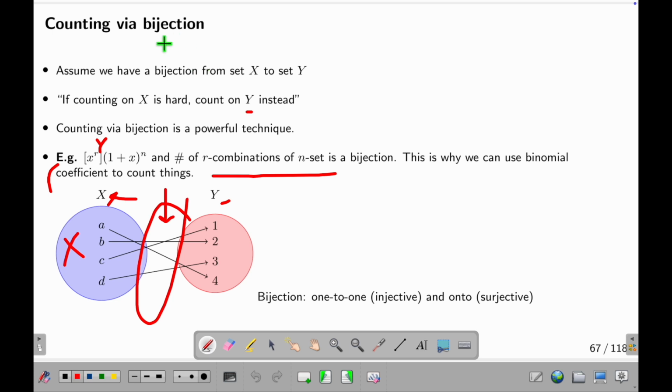So to use counting by bijection, you have your original problem. You need to create something from nothing. That is the Y. This Y has to agree with X in a one-to-one sense. And if you can do that, then you can count Y.